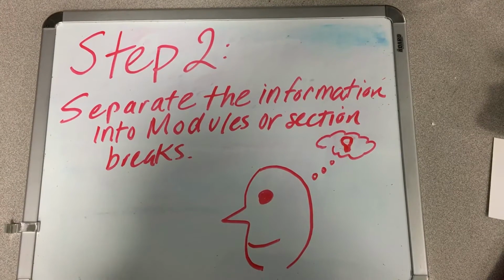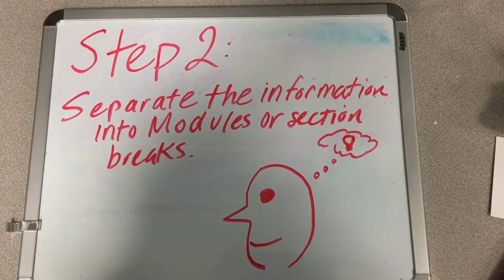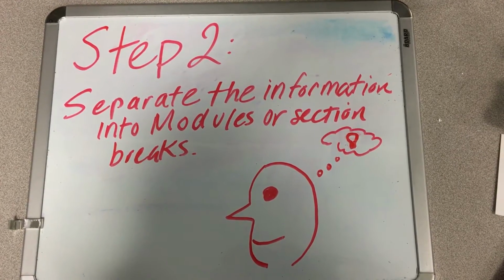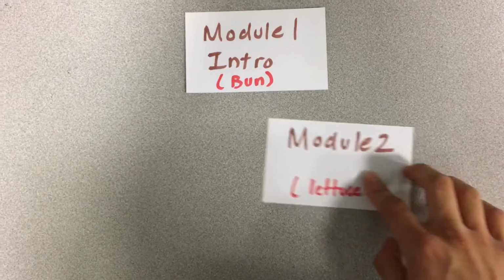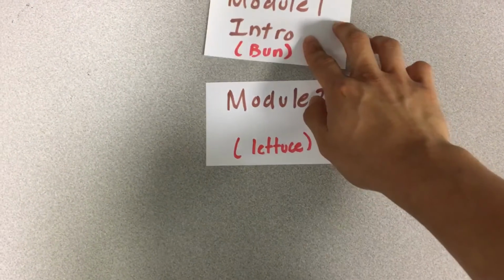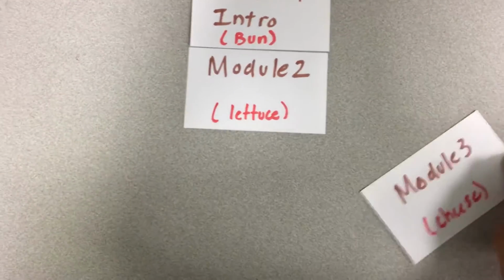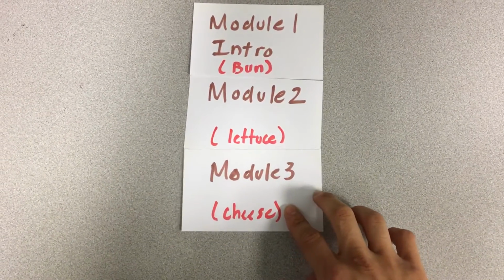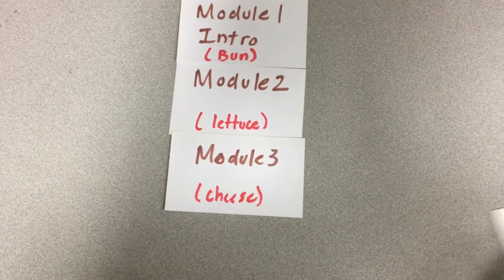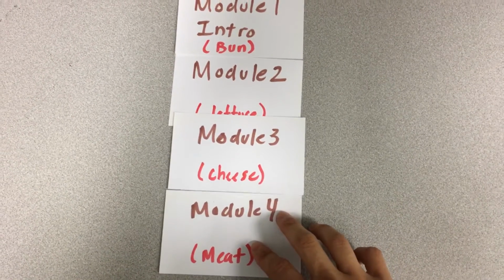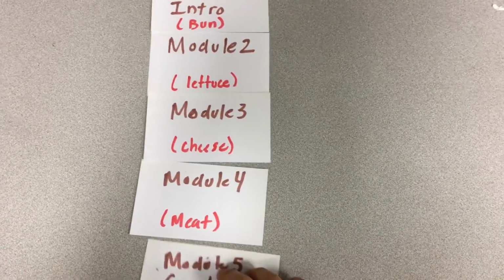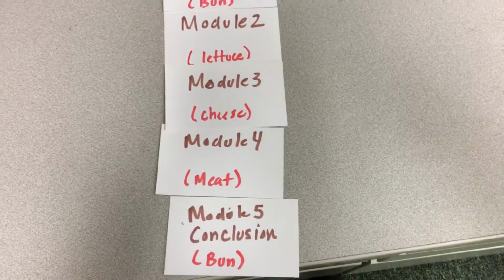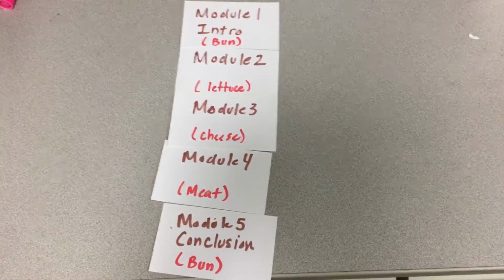Step 2. Separate the information into modules or section breaks. Separate each information into modules. Module 1, Intro, is like the bun. Module 2 is like the lettuce. And Module 3 is like the cheese. Module 4 is the meat. And Module 5 is conclusion and the last bun, which will piece it all together.